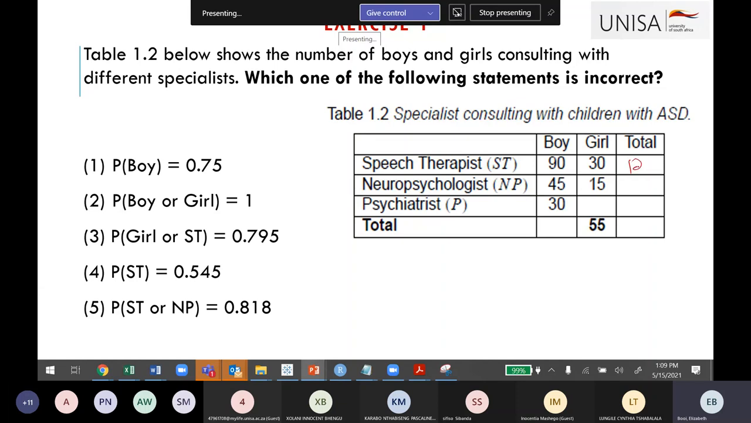Okay, so completing the whole table again: 120, 60, 40, and 220, and 10, and 165. So now, number one, how do we answer this? We're looking for the incorrect statement. Probability of a boy is x divided by n, that is 165 divided by 220, and it's 0.75. Is it correct? Yes, it's 0.75. Therefore, this is correct. Moving on to the next one.